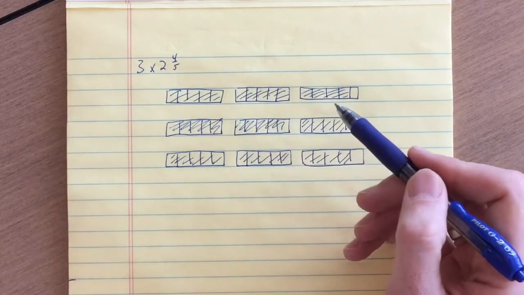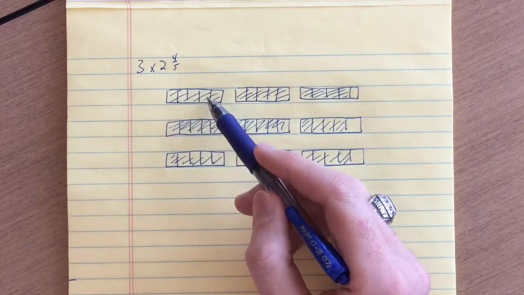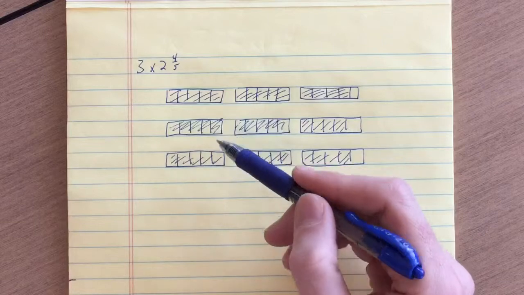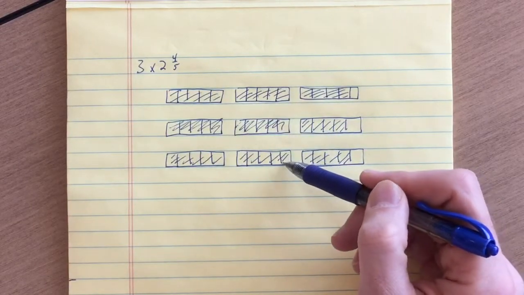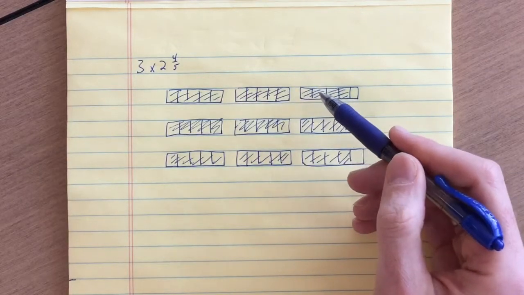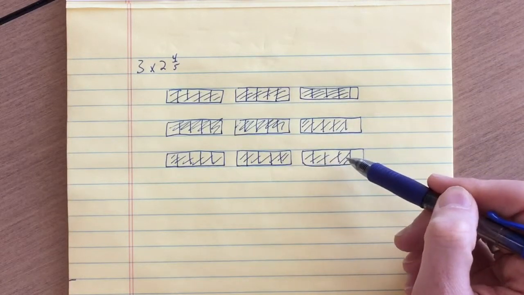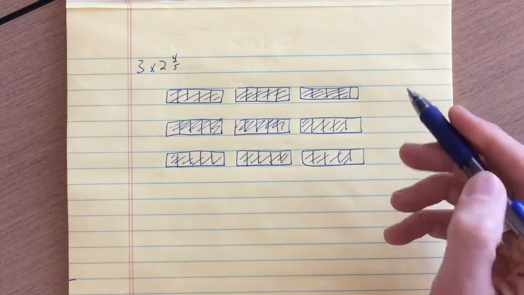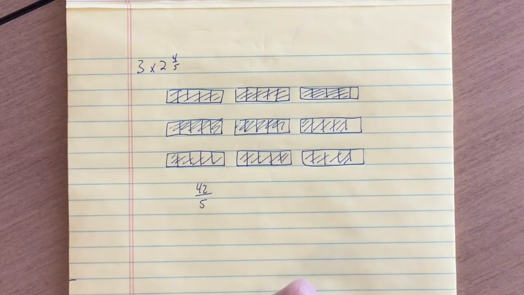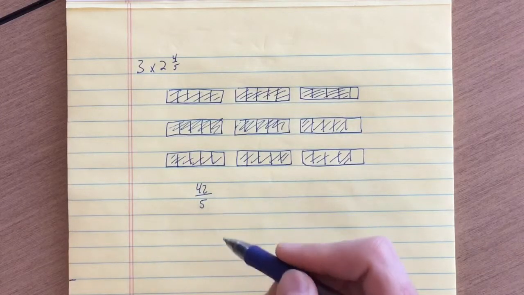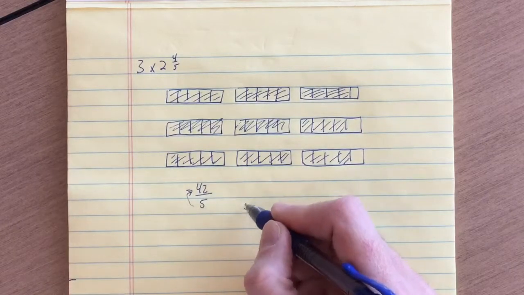Now I want to see how many fifths I have. I've got 1, 2, 3, 4, 5/5, 10/5, 15/5, 20/5, 25/5, 30/5, 31, 32, 33, 34, 35, 36, 37, 38, 39, 40, 41, 42. So I have 42 fifths. So I'm going to write 42 fifths. And I know that I can't leave that as an improper fraction, so I'm going to divide 5 into 42 to get a mixed number.